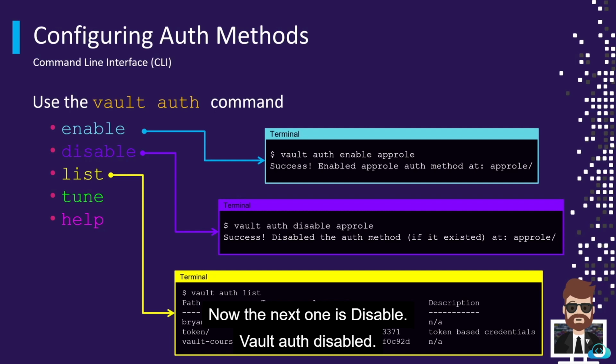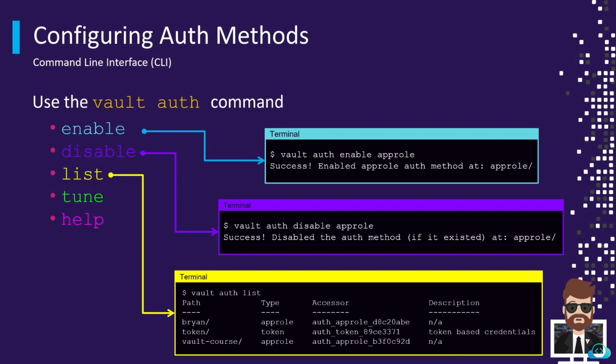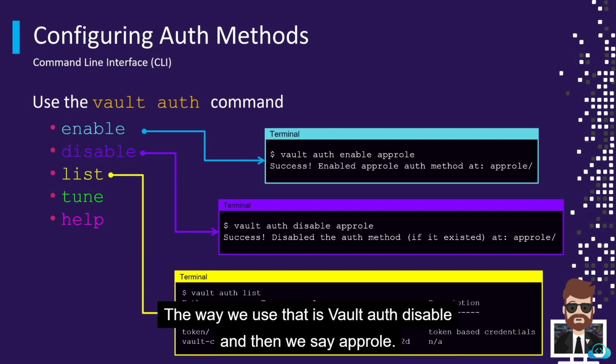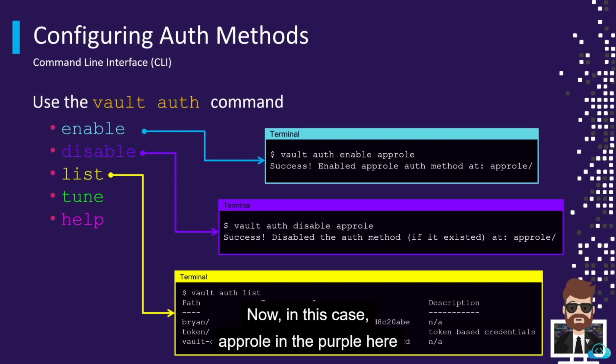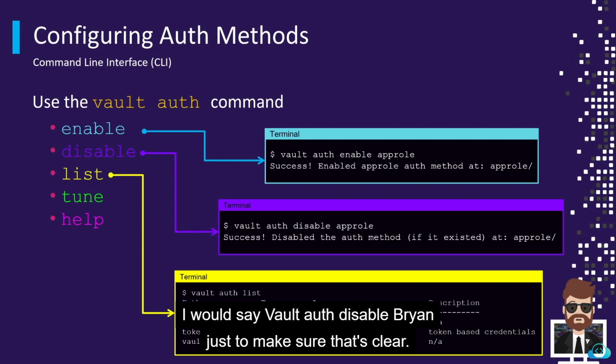Now, the next one is disable. So vault auth disable. That should be pretty obvious that we want to disable an auth method. So the way we use that is vault auth disable, and then we say approle. Now, in this case, approle in the purple here is the name of the mount that we want to disable. It's not the type that we want to disable. So for example, if I enabled approle at the mount of Brian, I would say vault auth disable Brian, just to make sure that's clear.